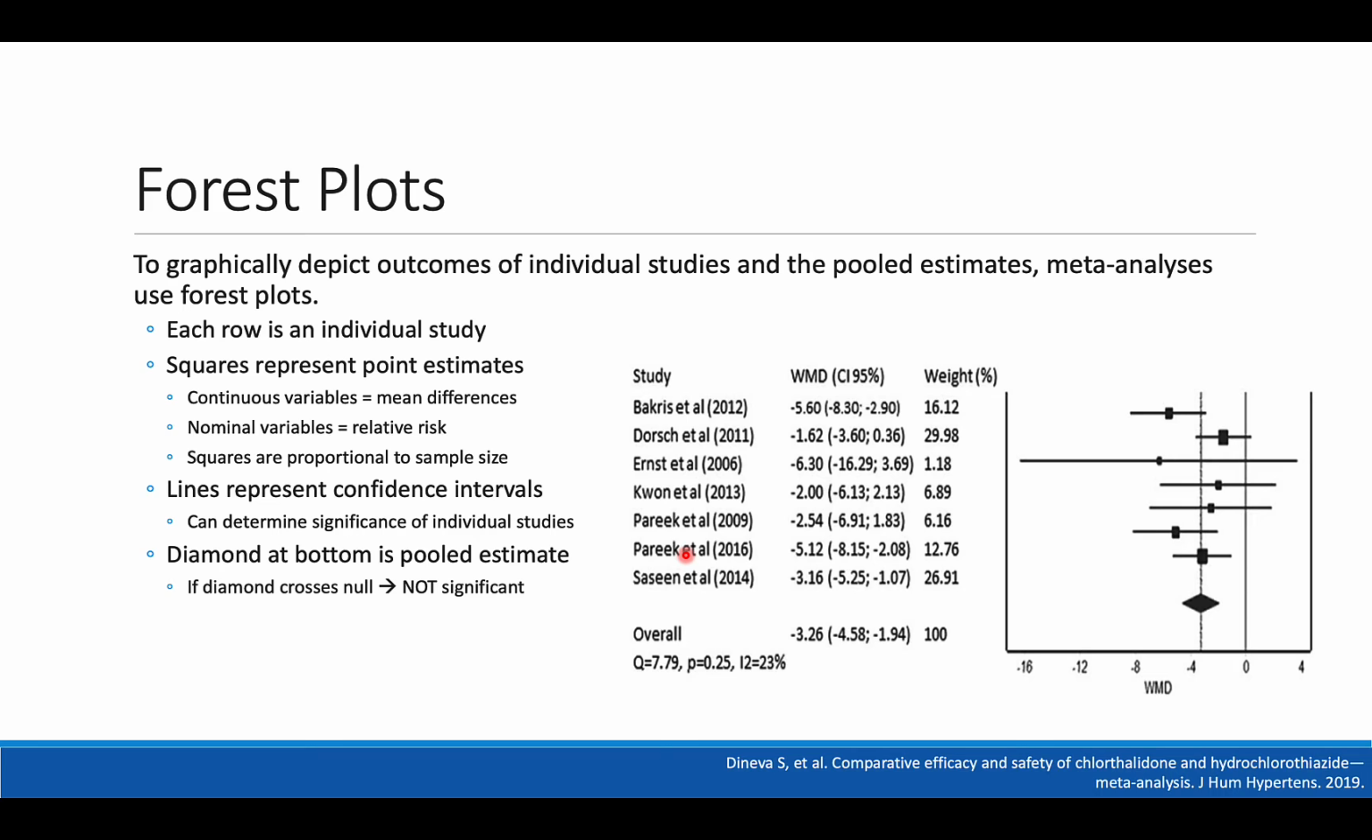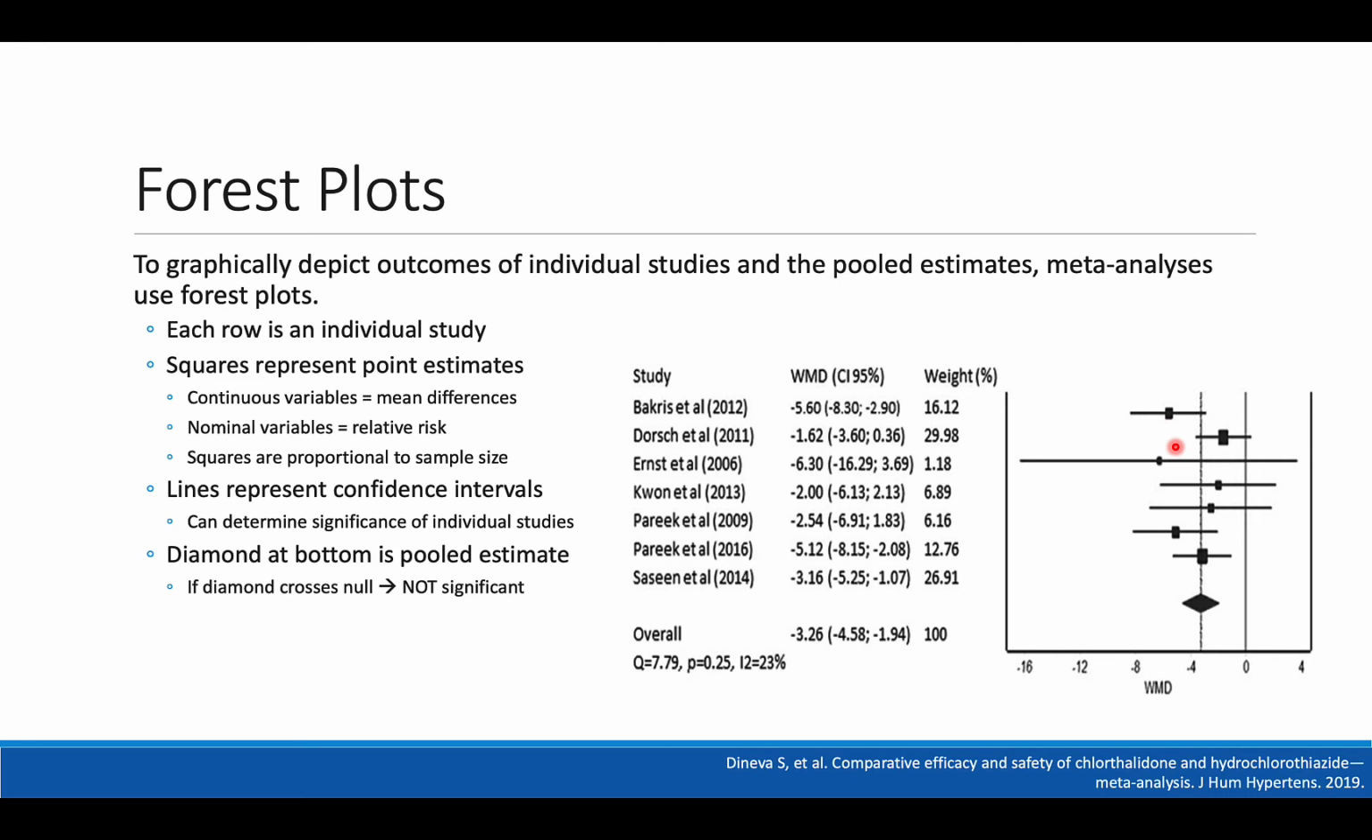So the first study was done by this author, Backrus et al. in 2012. It tells you the weight of the individual study. So this study is contributing about 16% of the overall weight in the meta-analysis out of these 7 studies. And then here we've got our effect size. So blood pressure medication 1 decreased blood pressure by an average of negative 5.6 compared to blood pressure medication 2. So you can see that the mean difference of negative 5.6 is also represented over here by this square.